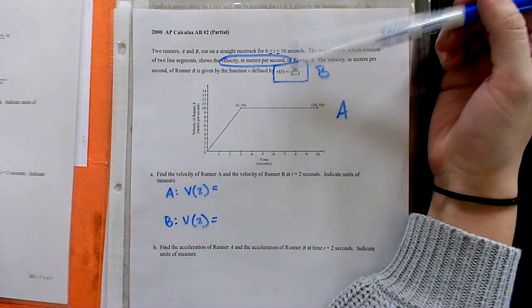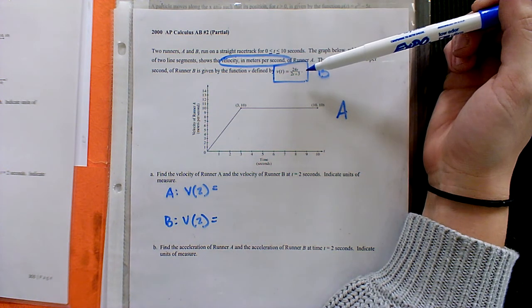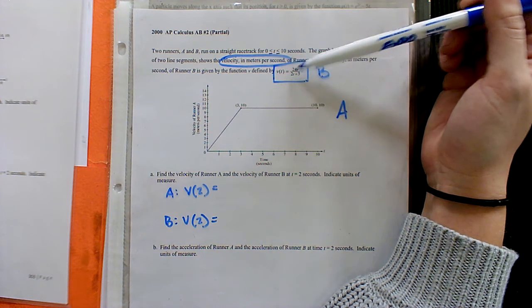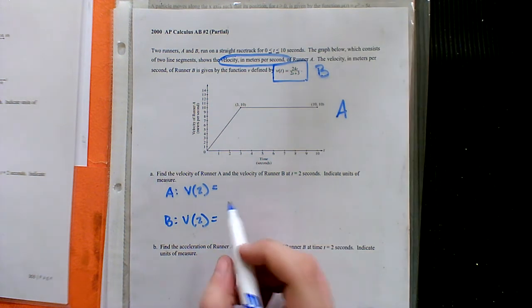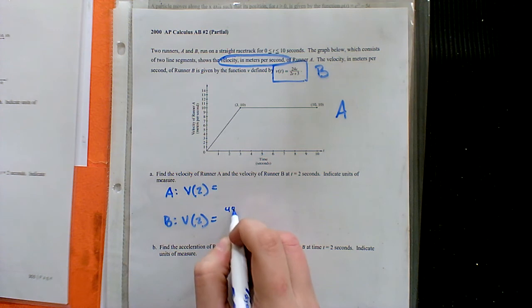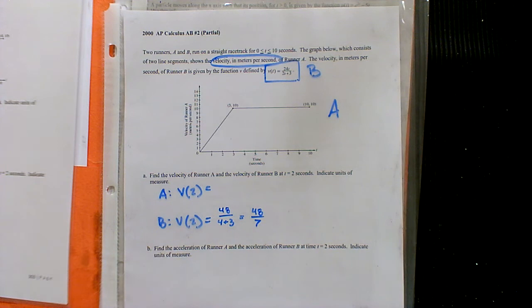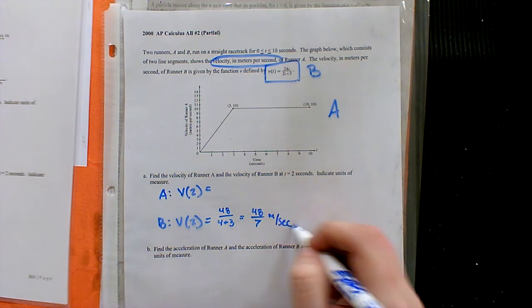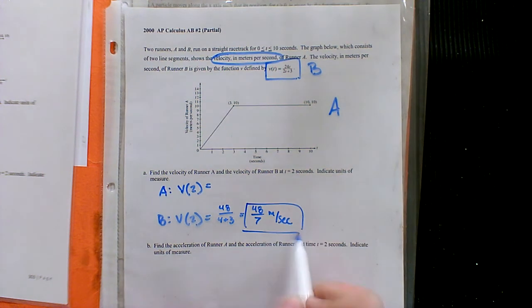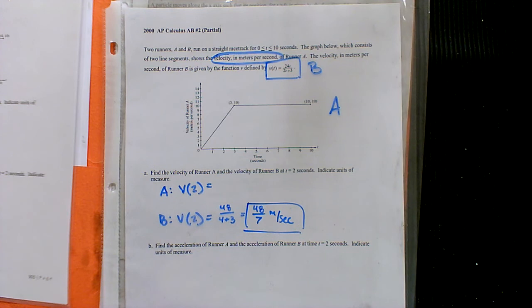Let's see, I'll do B. Velocity function. Okay, we're trying to find velocity at 2. So if we plug in 2 into the equation, 24 times 2, 48. 4 plus 3 on the bottom, 48 divided by 7. I'll leave it like that. Can we put units there? Meters per second. Okay, looks good.